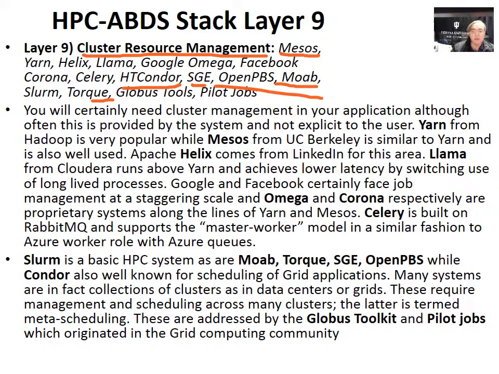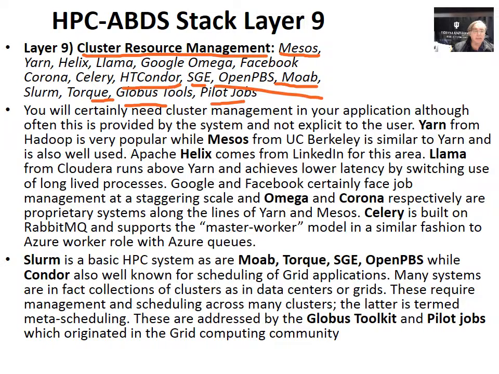Then we have on top in the HPC world, Globus and pilot jobs. These allow you to at least try to address the meta-scheduling problem, which is you have lots of computers, you want to run your job on that set of many computers, but they each have their own schedules, and so that requires appropriate abstractions and technology to make it work correctly.